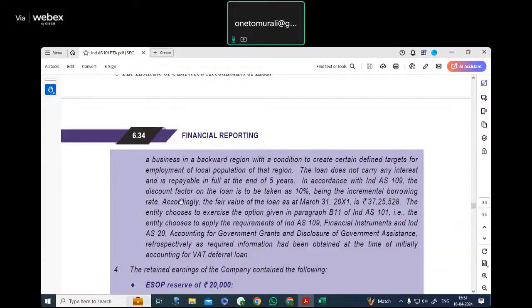Financial instrument and Ind AS 20. Accounting for government grant and disclosure of government assistance retrospectively, as required information has been obtained at the time of initially accounting on VAT deferral loan.